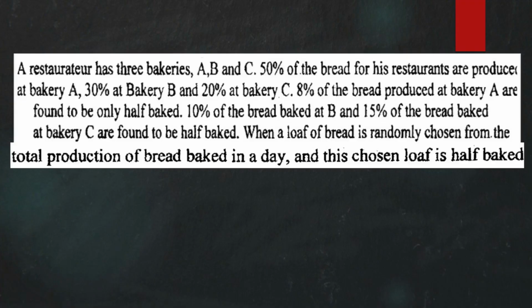Okay, let's move to the next sum. A restaurant has 3 bakeries, A, B, C. 50% of the breads from this restaurant are produced at bakery A, 30% at bakery B, 20% at bakery C. 8% of bread produced at bakery A are found to be half baked, 10% of bread baked at B, and 15% of bread baked at bakery C are found half baked. When a loaf of bread is randomly chosen from the total production of the bread baked in a day, and this chosen loaf is half baked, right?